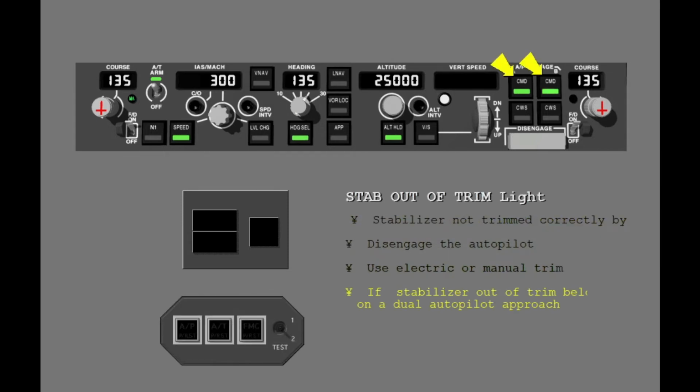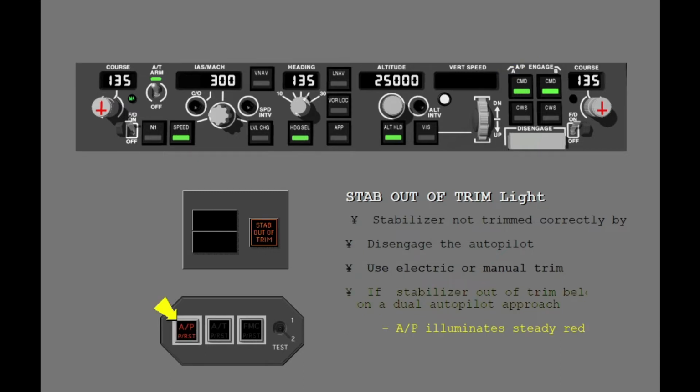If the stabilizer is out of trim below 800 feet on a dual autopilot approach, the autopilot warning light illuminates steady red. This warns the pilot of possible control feel changes if the autopilot is disengaged for the landing.